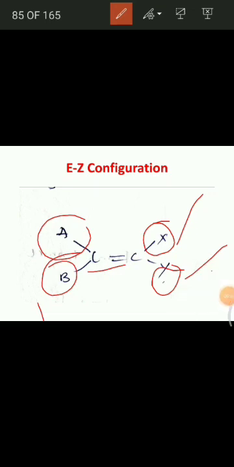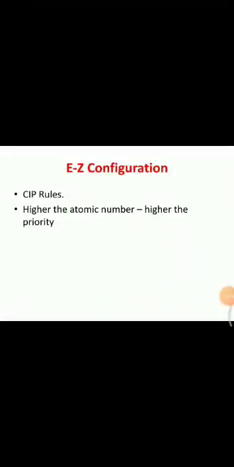Then coming to the sequence rules, because as we have to give priority to the groups attached to the sp2 carbons, we have to go with some sequence rules. They are called CIP rules, same as in R-S nomenclature, that is Cahn, Ingold, Prelog rules. The first rule is, higher the atomic number, higher the priority. That means the atom attached to carbon which has the higher atomic number will be given more priority.